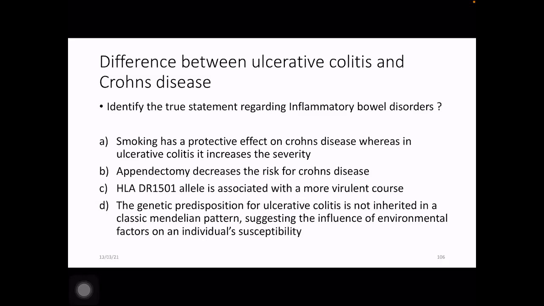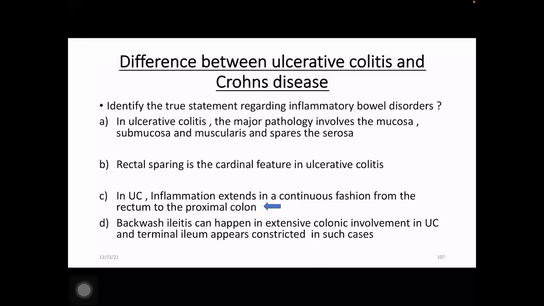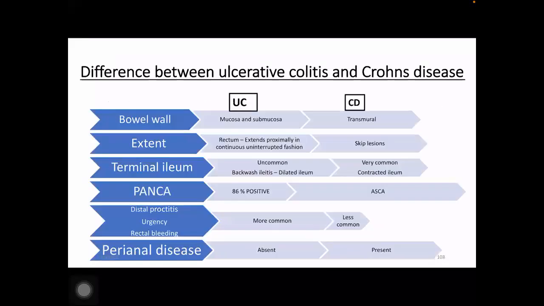The genetic predisposition for ulcerative colitis is not inherited in a classic Mendelian pattern, suggesting the influence of environmental factors on individual susceptibility. So that is a true statement. It is not only genetic; it is genetic superimposed on environmental factors, and dietary factors play an important role in the causation of ulcerative colitis. Fine. The answer has been marked.